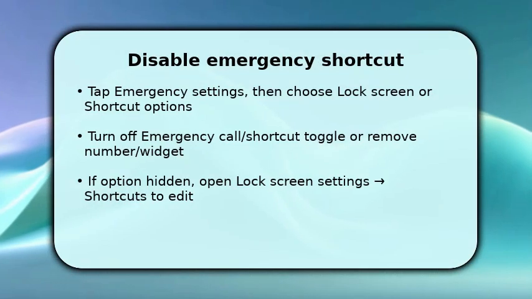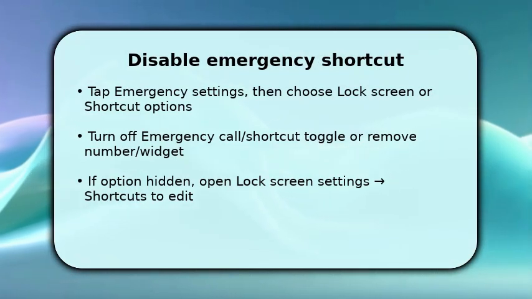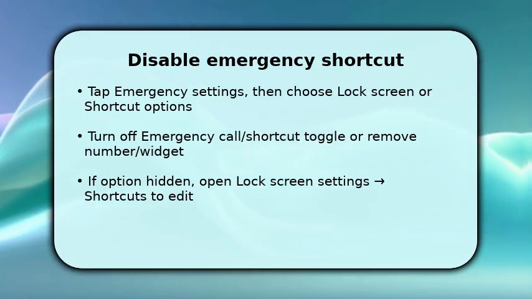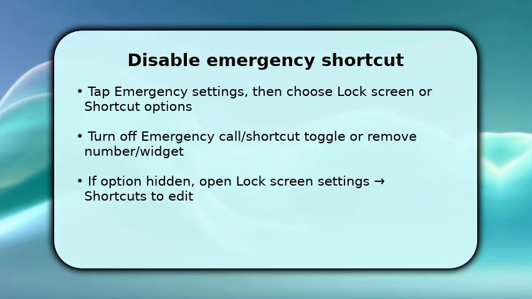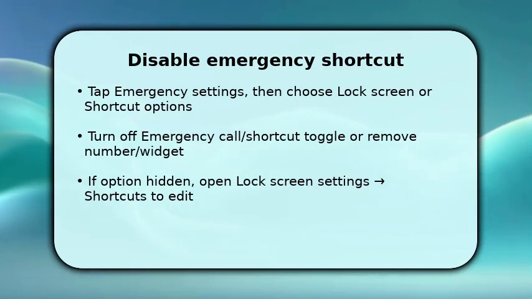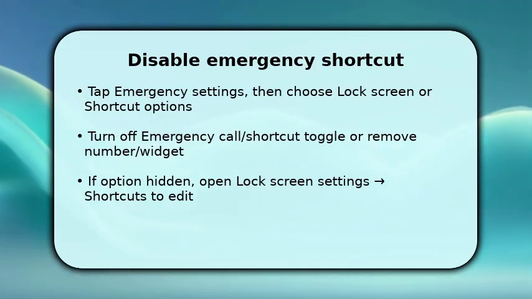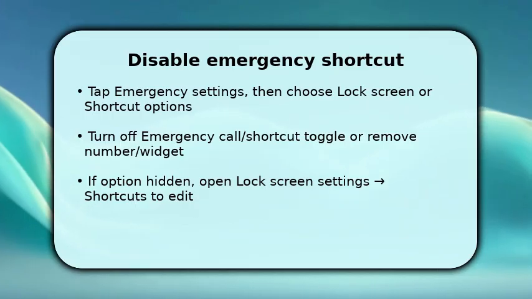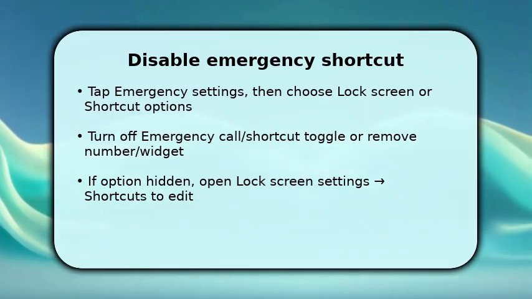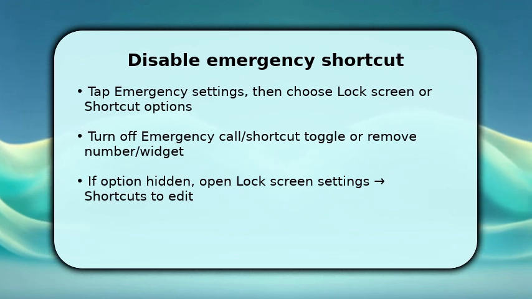You now dive into the emergency settings to remove the shortcut. Tap the emergency settings entry and select the lock screen or shortcut options. These control the lock screen icon. Turn off the emergency call or shortcut toggle, or remove the emergency contact number or widget so the call button no longer appears. If you can't find it, go to lock screen settings and edit shortcuts directly. This is why we checked both places. Different Itel builds store the control in different menus.